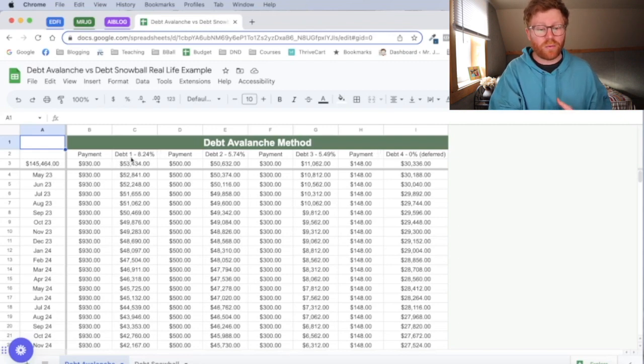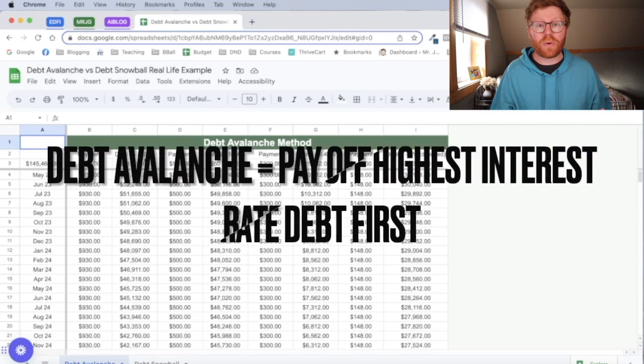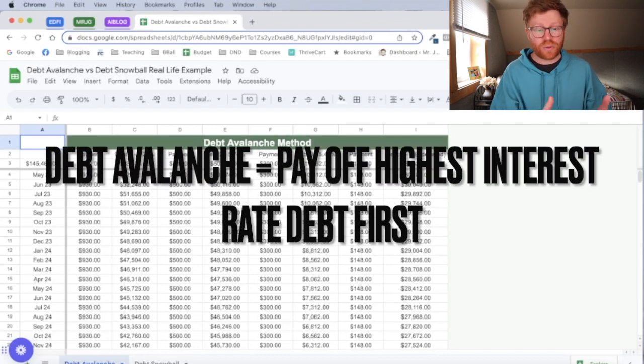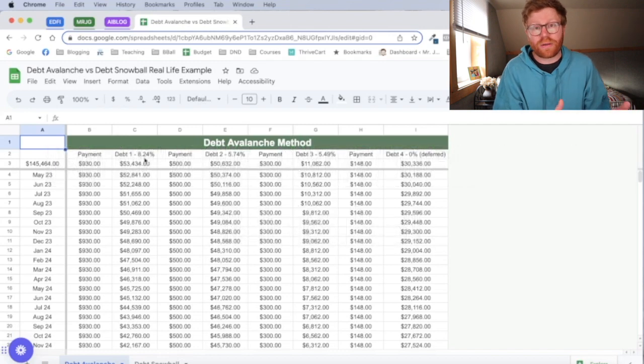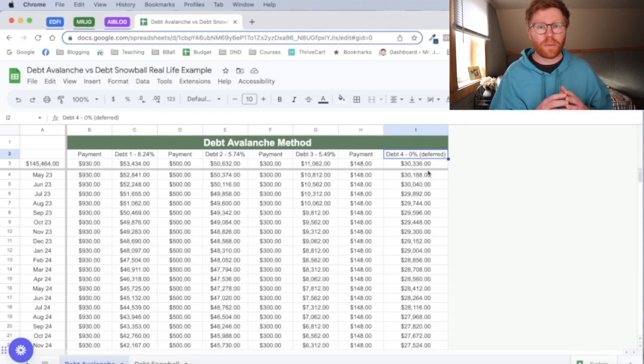We've got debt 1, which is $53,434. This is the highest interest rate debt. So in the debt avalanche, which is what this one is, we're going to target that one first, and we're going to order all of these debts in order from highest interest rate down to lowest interest rate. You'll notice here that debt 4 is a 0% interest rate, which means that that debt is in deferment right now. And for the purposes of this experiment, I'm just going to leave it at that because I don't know when this family is going to need to start paying interest on this particular debt.